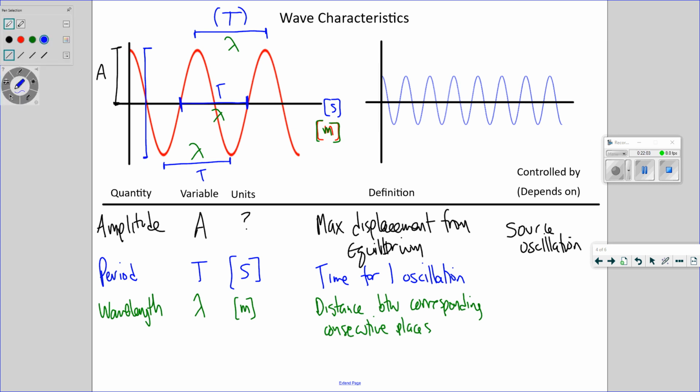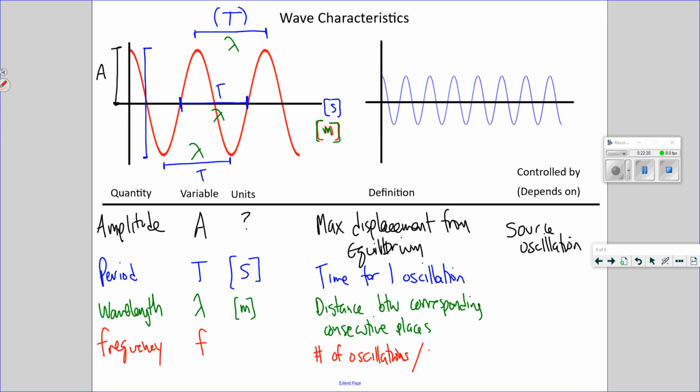There's something else that's called frequency. We call that F, and frequency is number of oscillations per unit time. We're going to measure our frequencies in oscillations per second. Oscillations aren't really a unit, it's a number. So frequency is measured in events per second, all right? So the per second is called hertz, or capital HZ.